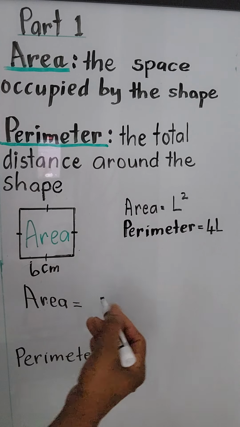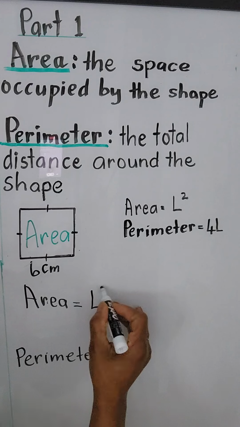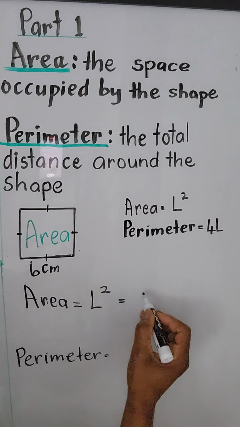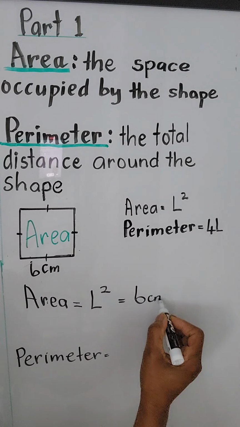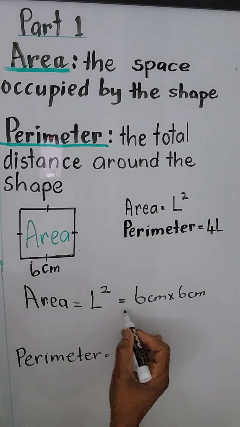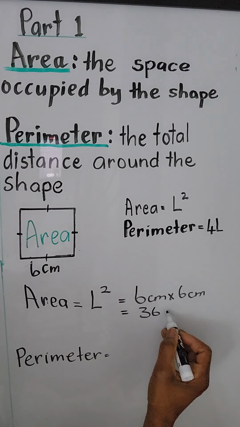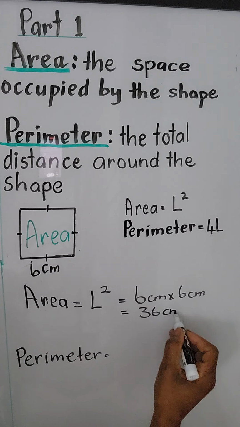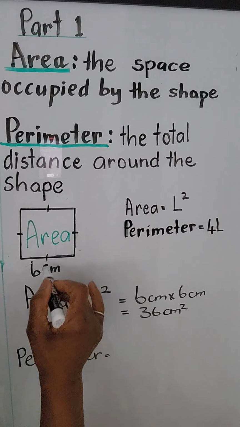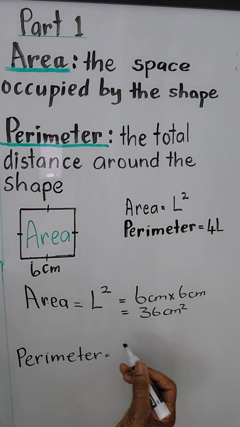So area is equal to length squared. That is equal to 6 centimeter times 6 centimeter. 6 times 6 is 36. Centimeter times centimeter is centimeter squared. So the area of the square with a length of 6 centimeter is equal to 36 centimeters squared.